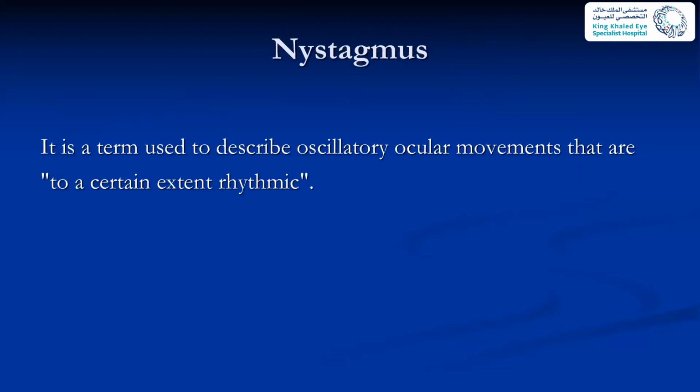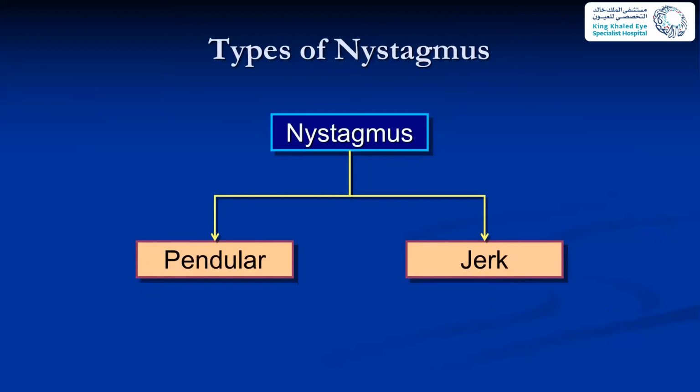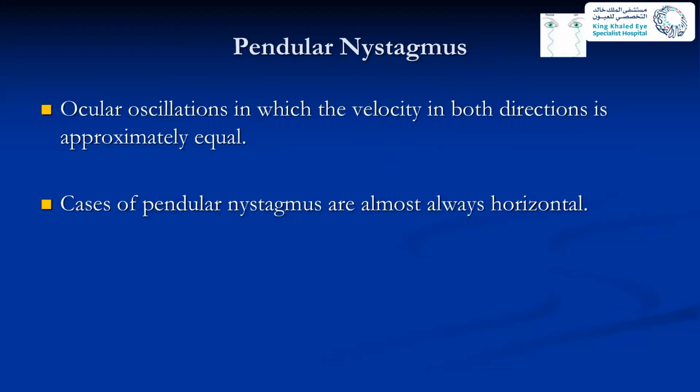Nystagmus is a term used to describe oscillatory ocular movements that are, to a certain extent, rhythmic. So there is an abnormal movement in the eye, and to a certain extent there is a rhythm in it. Nystagmus in general is divided into two types, pendular and jerk. What is pendular and what is jerk?